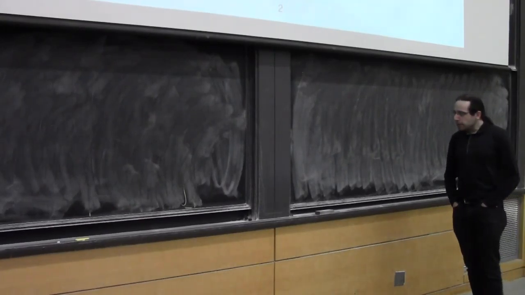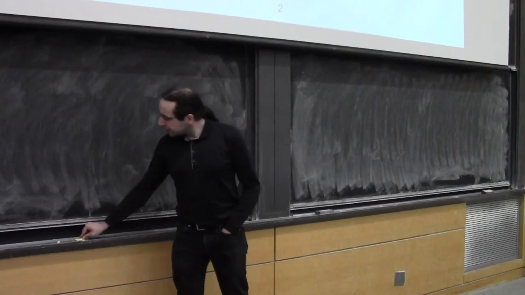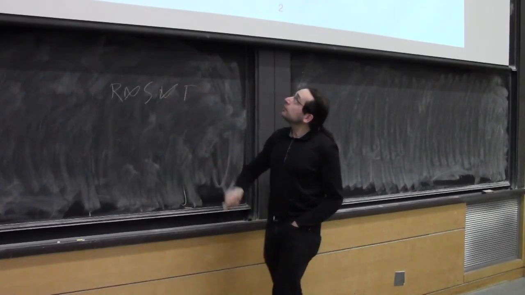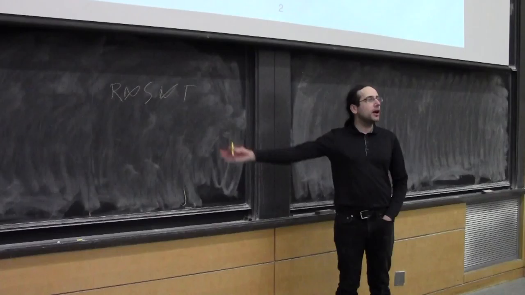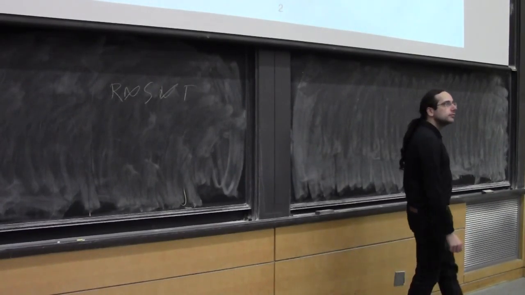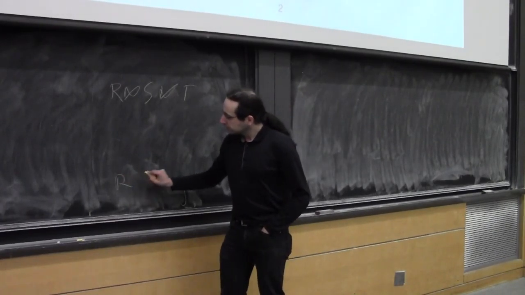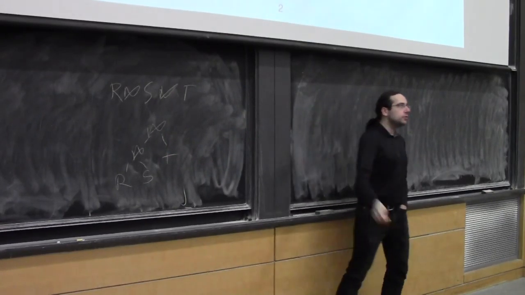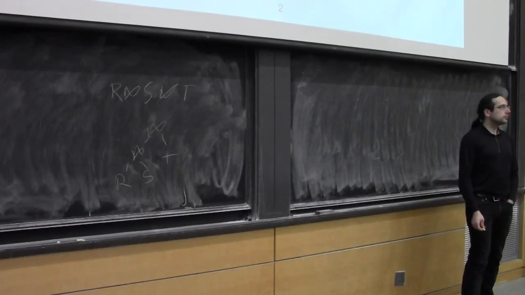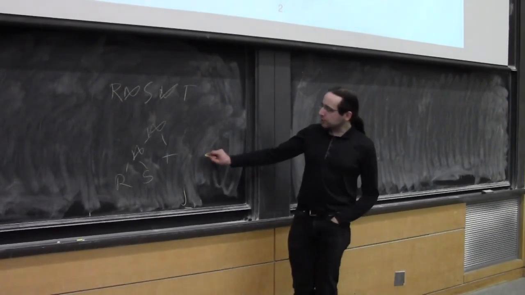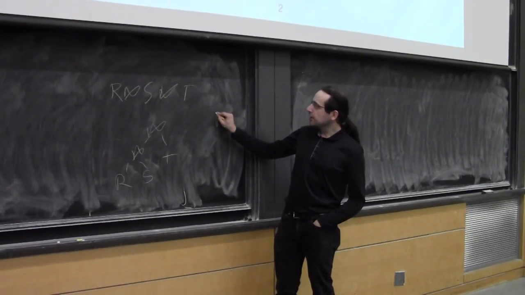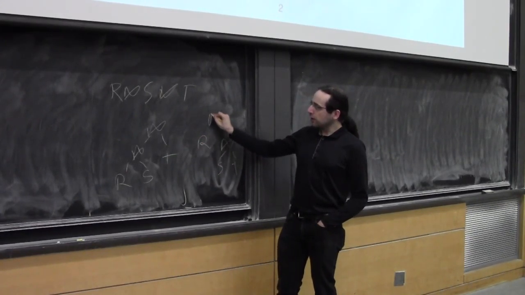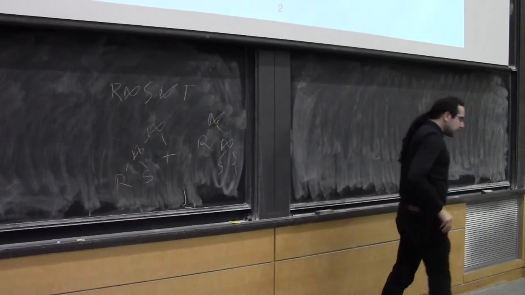So here's one. What if I have R join S join T? What are my options with this query? One option. And the other one? So I can do the same thing, but flip the parentheses. So I do a join of S and T, and then I join R with that. This is going to be the main thing that we're going to talk about today.